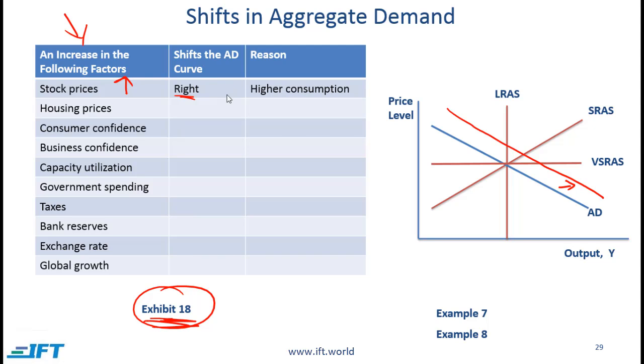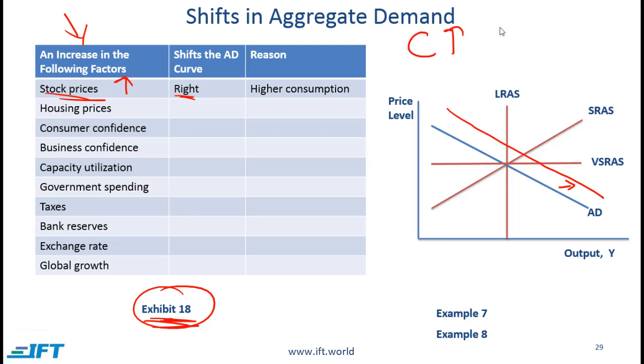This effect is also called the wealth effect. People save money, and with the savings they might buy stocks. If the value of stocks goes up, people feel richer, wealthier, and since people feel wealthier, they tend to consume more. Consumption goes up, aggregate demand goes up.